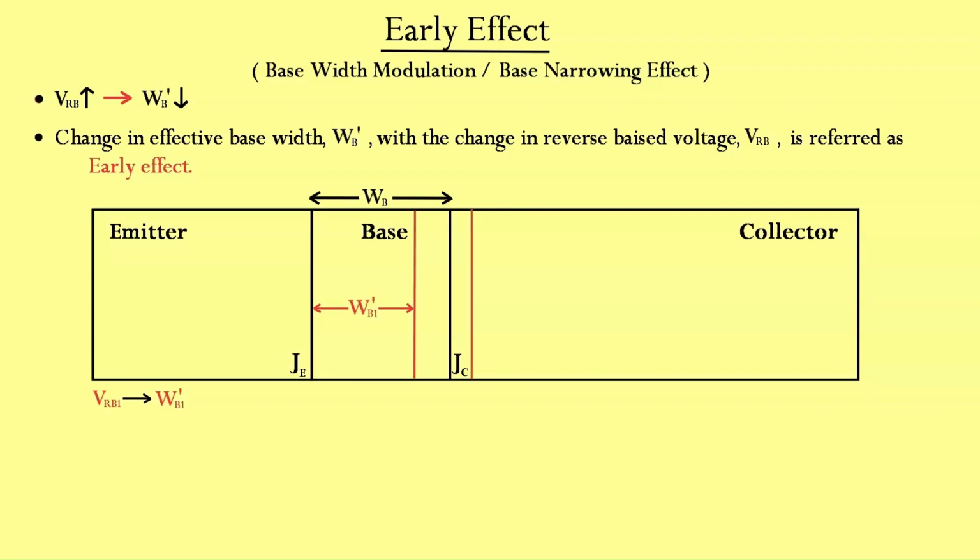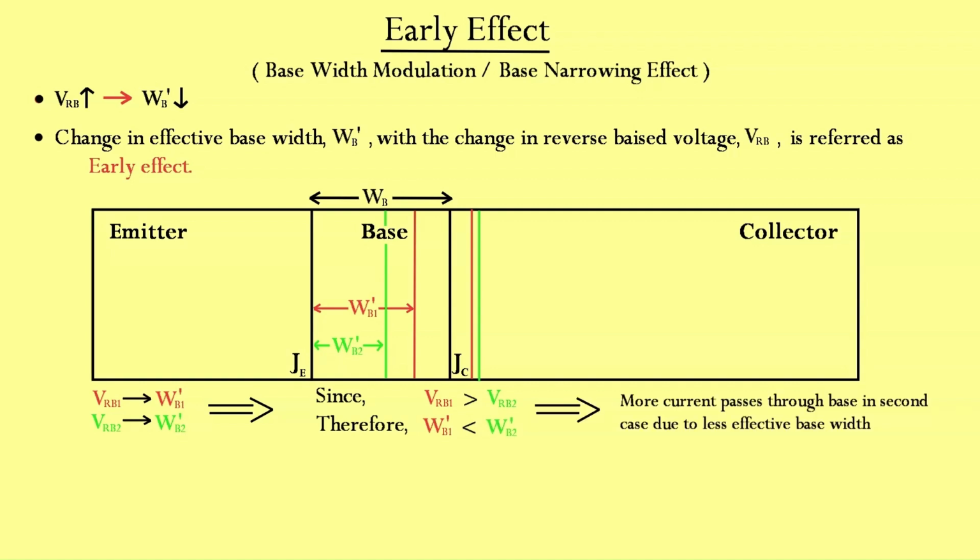For some voltage V1, we will have some base width, and for another voltage V2 which is greater than V1, we will have an effective base width which will be smaller than the effective base width of the previous case. From the last lecture, we also know the current through the base is inversely proportional to effective base width. Therefore, in the second case of higher reverse bias voltage, the current through the base increases because of reduced effective base width. This increases not only the current, but it actually increases current gain parameters also.